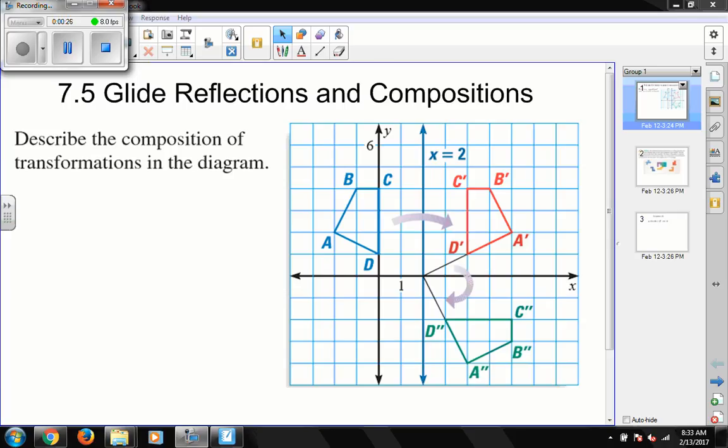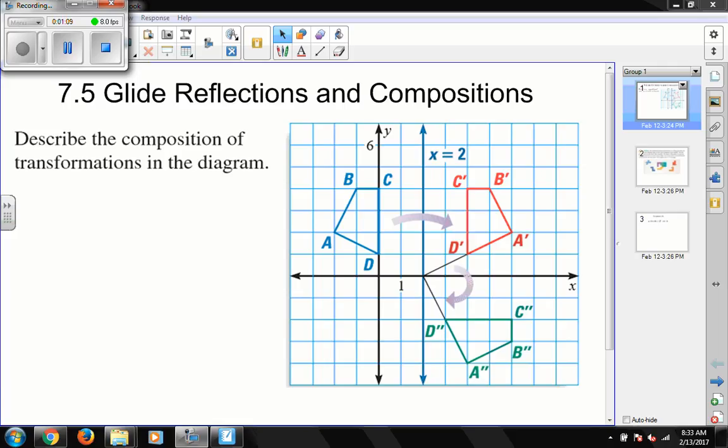If we look at the example we're given, we start with figure ABCD. It's going to somehow move to A prime, B prime, C prime, D prime, and then move to A double prime, B double prime, C double prime, and D double prime. What we need to do is figure out what happens. One of the key things to focus on is the line x equals 2, this vertical line that is drawn. We start with A, B, C, D, and somehow it moves to A prime, B prime, C prime, D prime in red here. The question is, how did this happen?